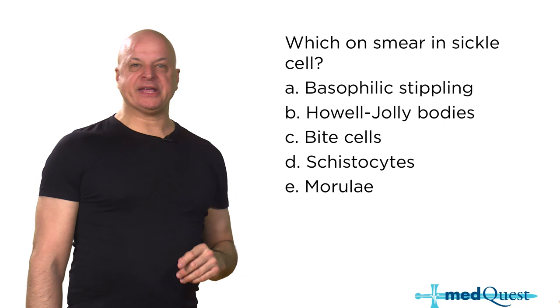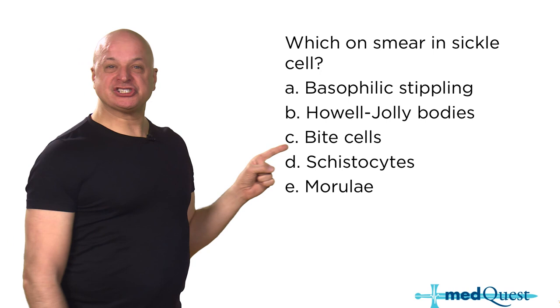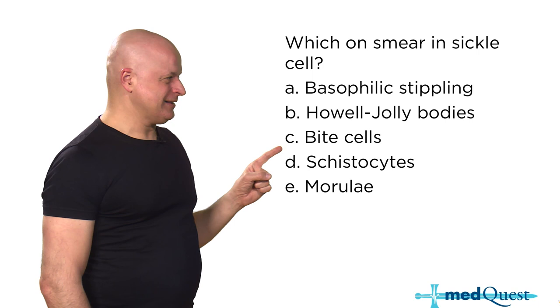Basophilic stippling is with lead poisoning. Howell-Jolly body, that's when you have no spleen. Howell-Jolly body, what a great name. What do you have? I have a Howell-Jolly body. Bite cells are with G6PD deficiency. Your spleen takes a bite out of your Heinz body.